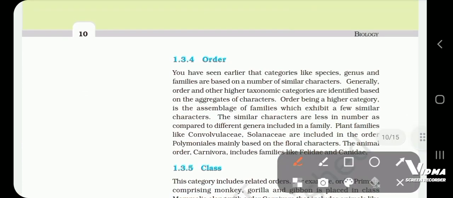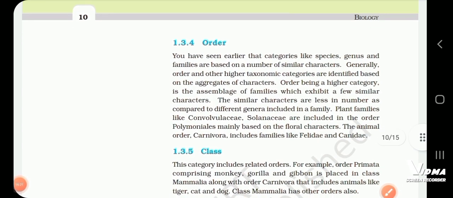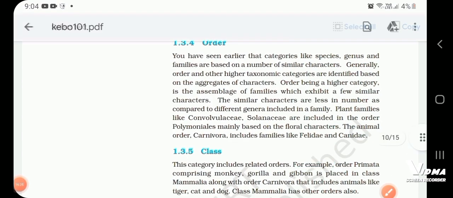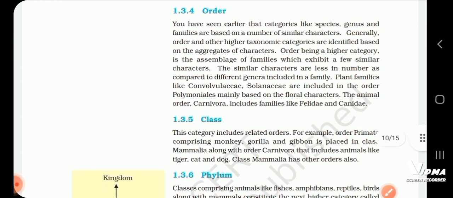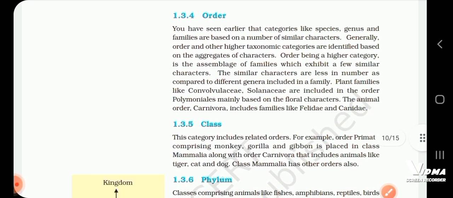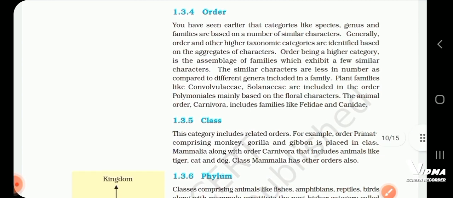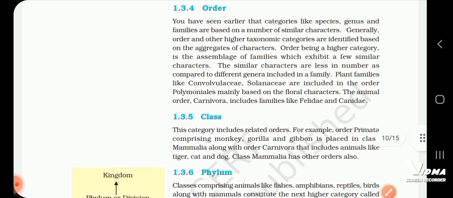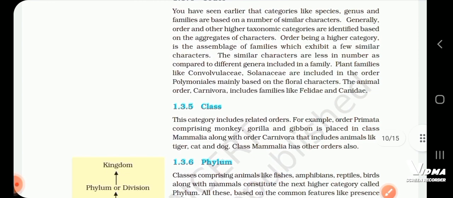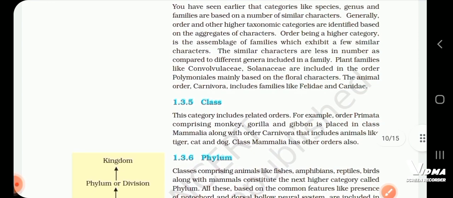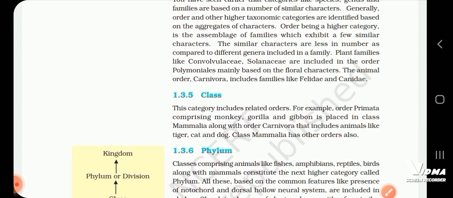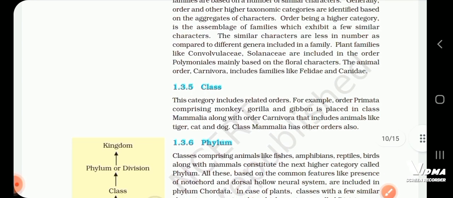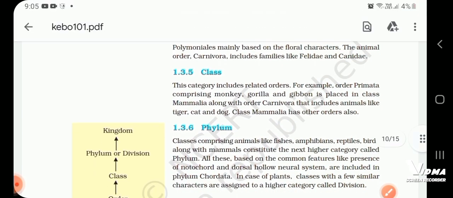Orders. You have seen earlier that categories like species, genus, and families are based on numbers of similar characters. Generally, orders and other higher taxonomic categories are identified based on the aggregates of characters. Order is a higher category, the assemblage of families which exhibit a few similar characters. These similar characters are fewer in number as compared to the different genera included in a family. Plant families like Convolvulaceae and Solanaceae are included in the order Polymoniales, based on the floral characters. The animal order Carnivora includes families like Felidae and Canidae.